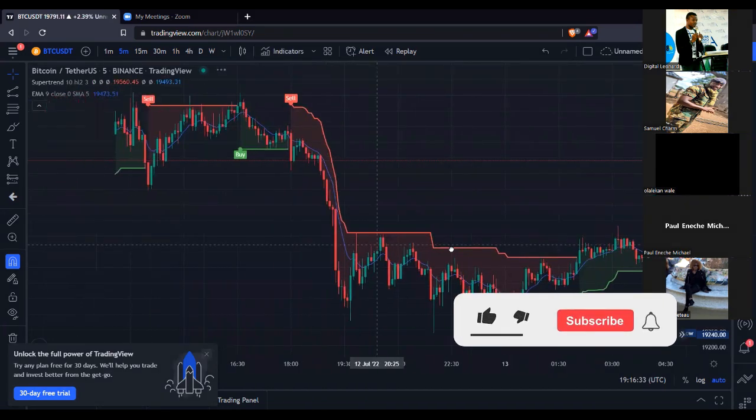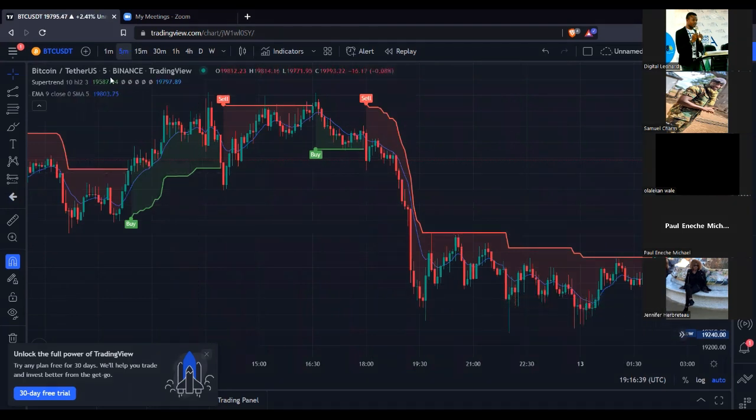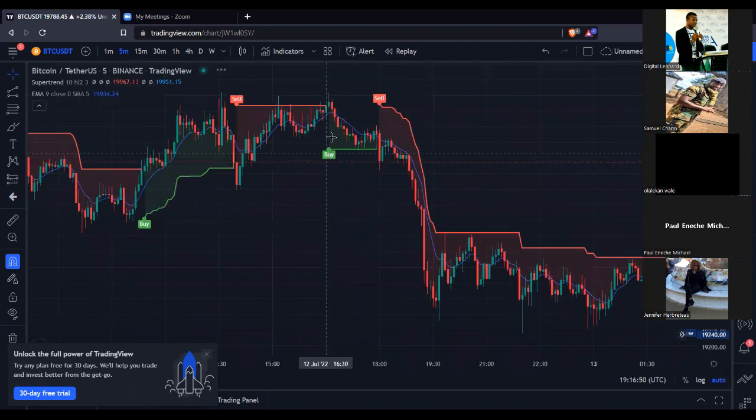And you can use this without even doing anything on it. You can use this indicator to trade on the fast. You can see I am on the 5 minutes time frame. You can use it on any time frame, whether it is 15 minutes, 30 minutes, or 1 hour time frame.